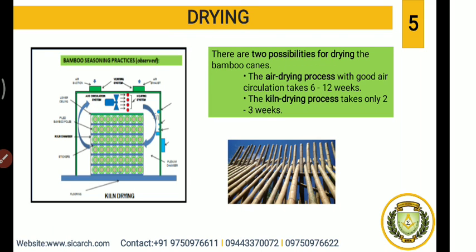Drying. There are two possibilities of drying. So air drying. Bamboo can be kept in good air for 6 to 12 weeks, so it can be dried naturally. Or kiln drying. It can be taken to a bamboo seasoning kiln. Here the bamboos will be arranged through an air conditioning system. Hot air is passed through the bamboos. So within 1 or 2 weeks, kiln dried bamboos will be ready.